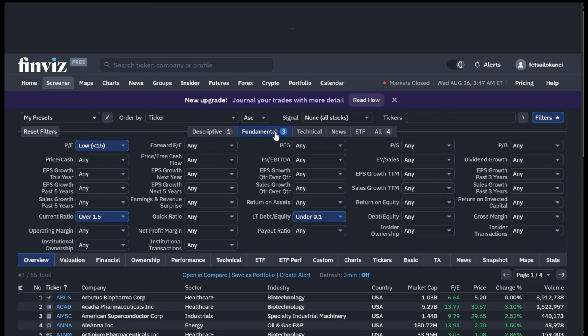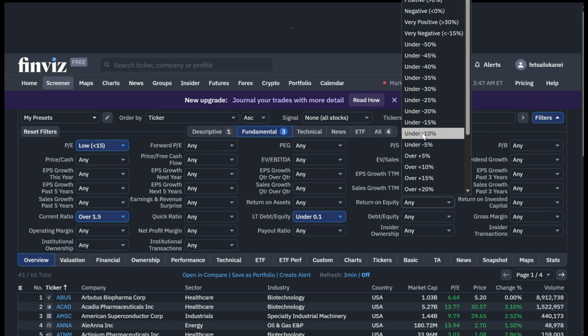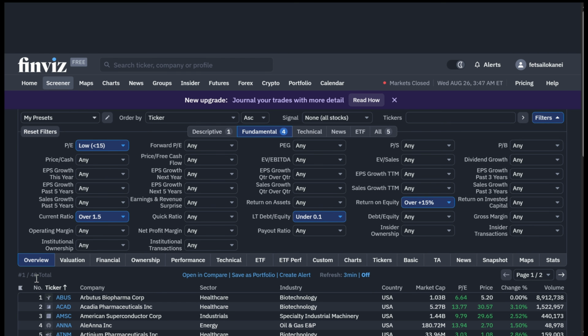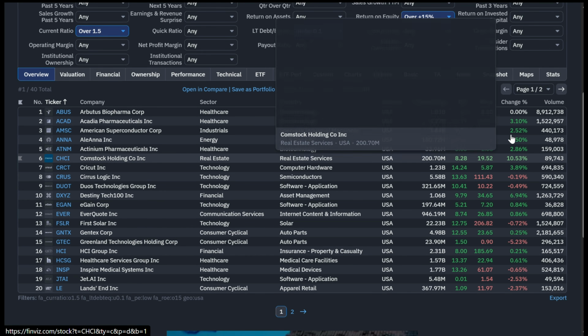Then there's return on equity, sorry, I almost forgot that. Return on equity over 15. From the initial 10,304 companies, we are now down to 4. From 4, you can see two tabs now, 20 and 4.